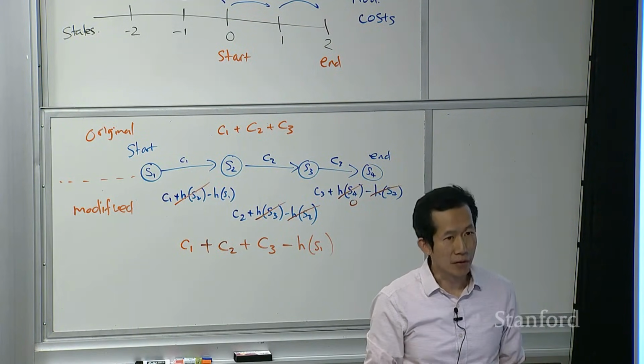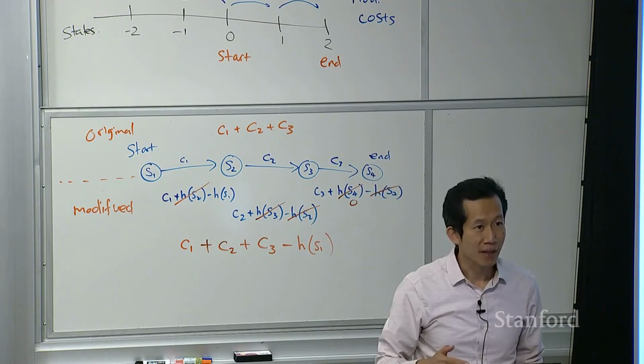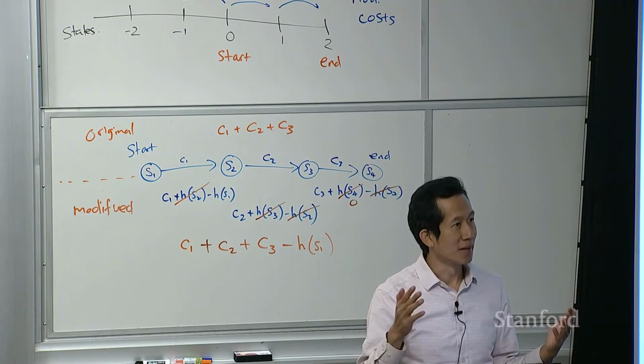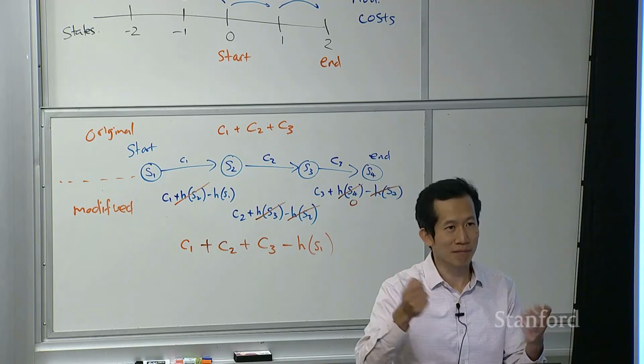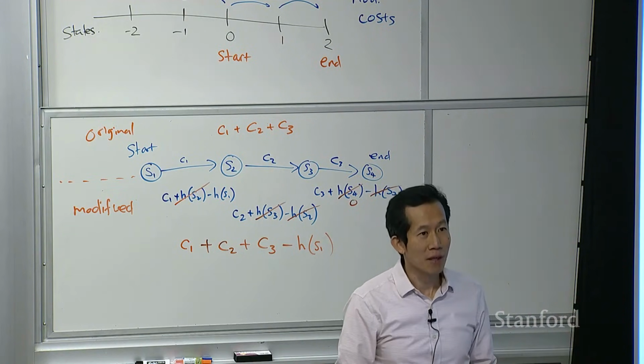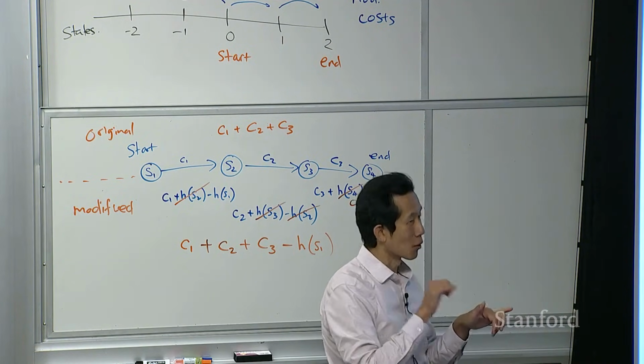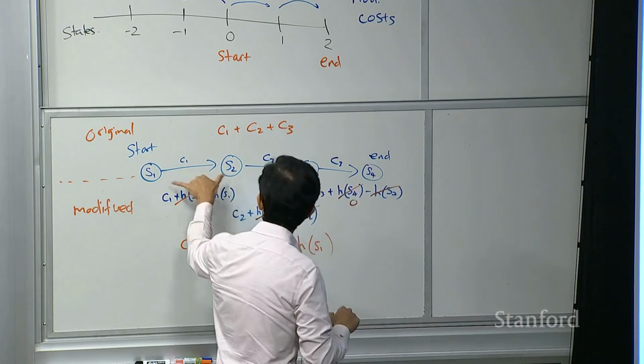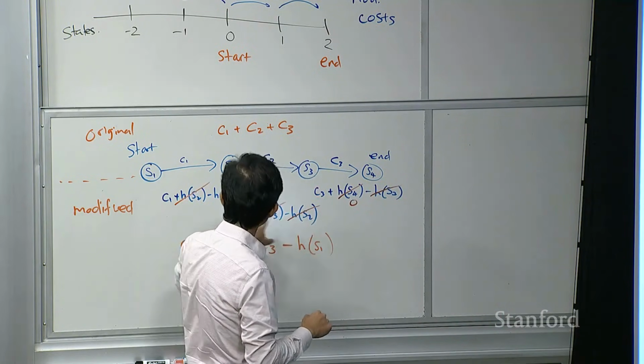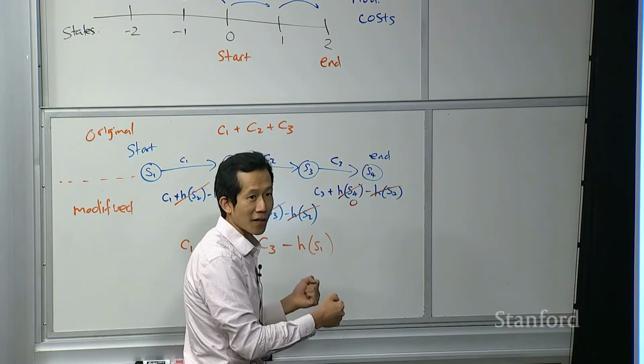Intuitively, what's going on with the heuristic is that, yes, you're modifying every edge by some sort of weird amount, but you're doing it in a very coordinated way where once you string these up, you're sort of undoing the heuristic as you go along.